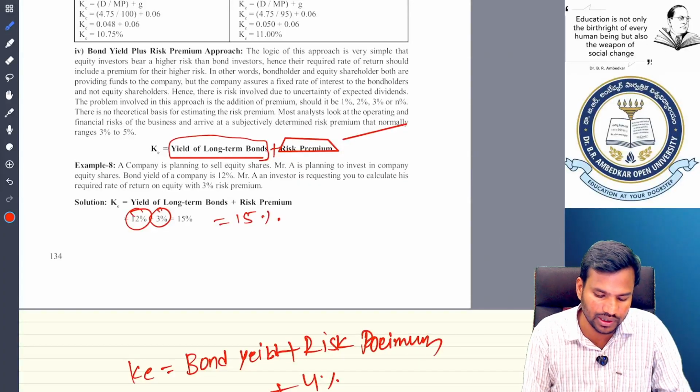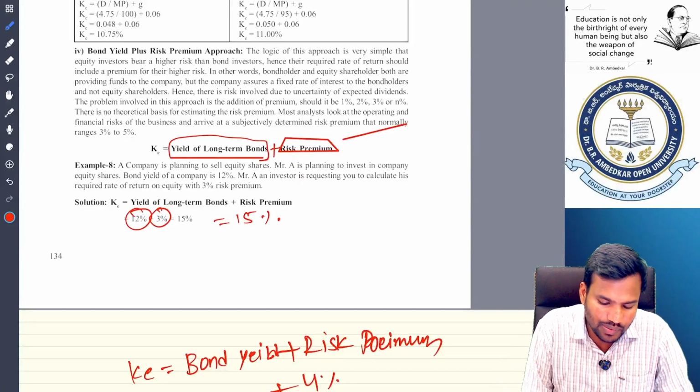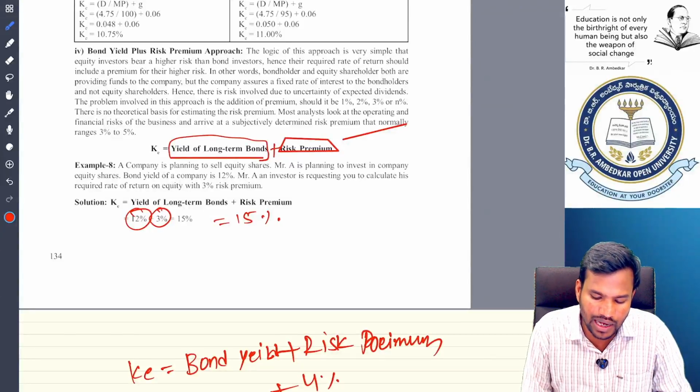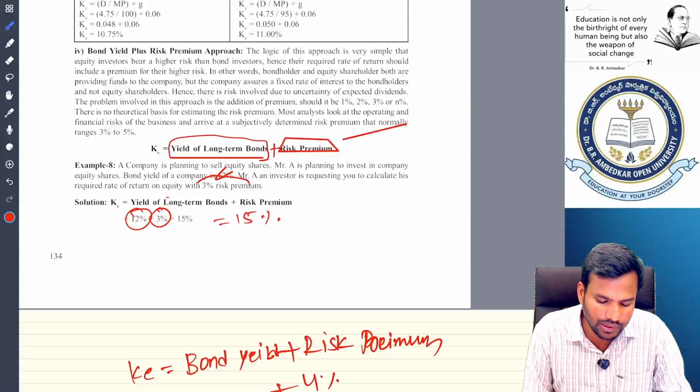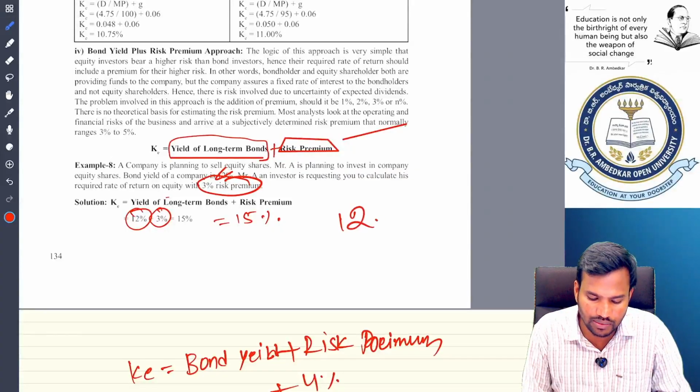A company is planning to sell equity shares to Mr. A, who is planning to invest in the company equity shares, bond yield 12%. An investor is investing, calculate the required rate of return on equity, with 3% risk premium. Means 12% plus 3% is equal to 15%.